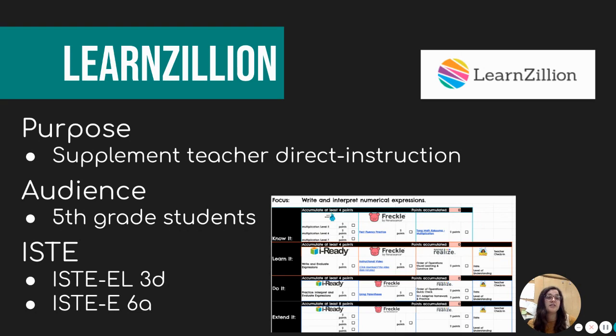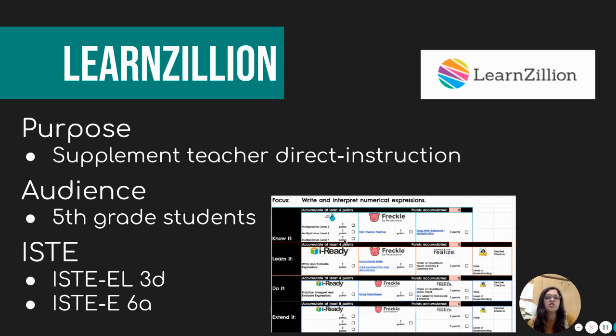Again, I consider it a fifth grade student audience. However, this platform is suitable for many different grades, maybe K-2 with a little bit more supplement, and then all the way from second grade through high school, just more independently. The ISTE connection standards that I used were Educational Leader Standard 3D and Educator Standard 6A.